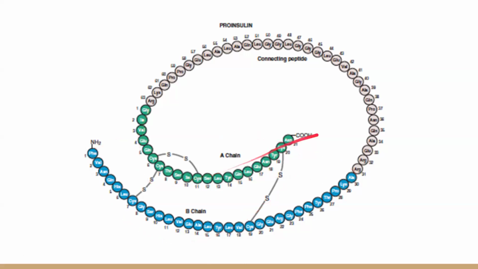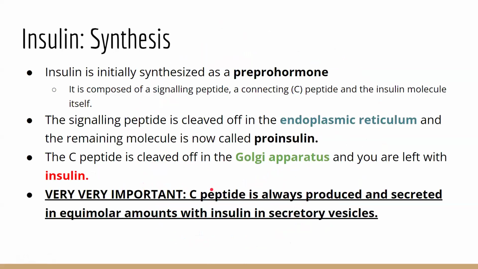Okay, so of course, you don't need to know the amino acid sequence. Just know there are 2 chains and 3 disulfide bridges: 2 intermolecular, 1 intramolecular. Okay, so insulin, how is it synthesized?